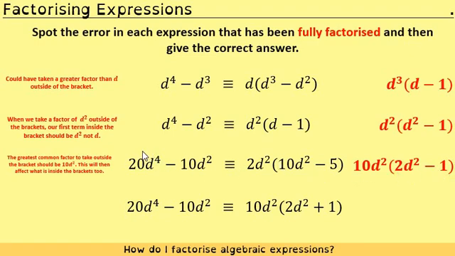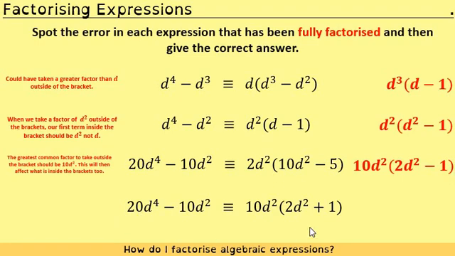So when I take out 10d squared from the first term, 20 divided by 10 gives me 2, and d to the power of 4 divided by d squared gives me d squared. And then minus 10d squared divided by 10d squared gives me minus 1.